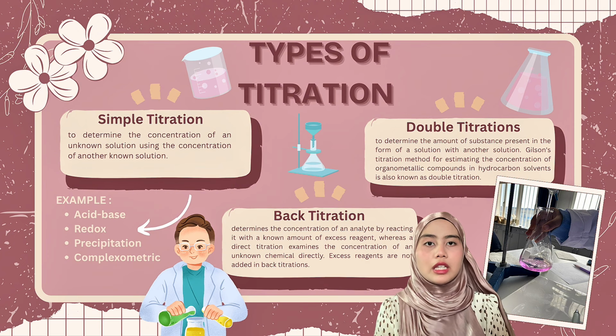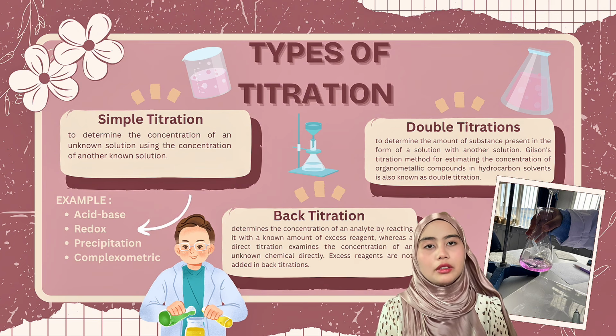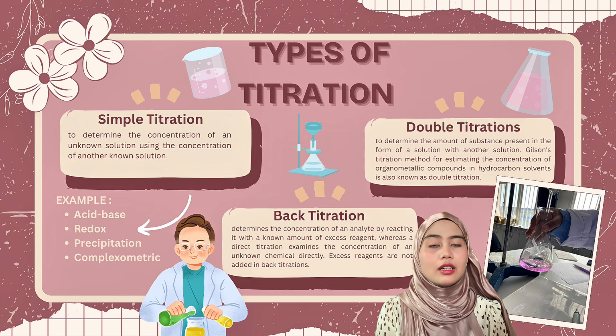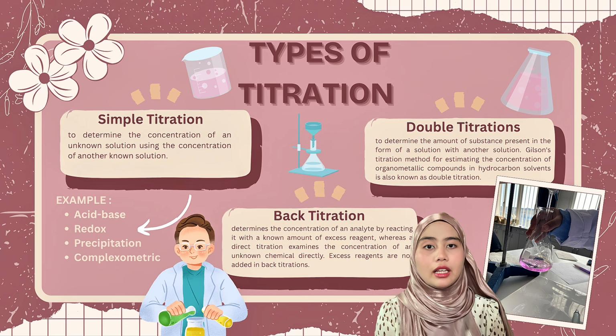And the third one is a double titration. Double titration is to determine the amount of substance present in the form of solution with another solution. Gilman's titration method for estimating the concentration of organometallic compound in the hydrocarbon solvent is also known as a double titration.